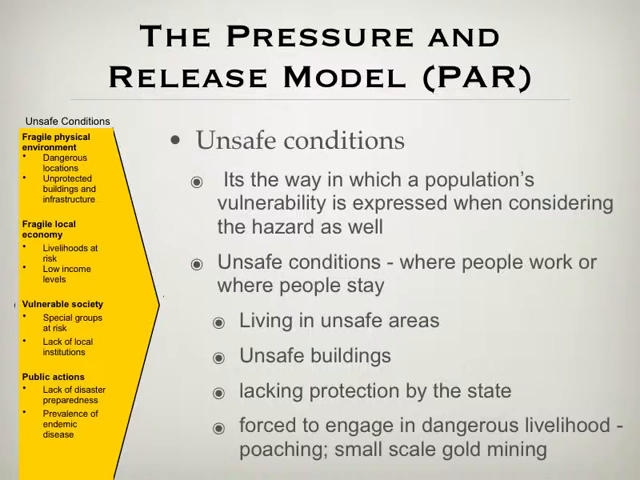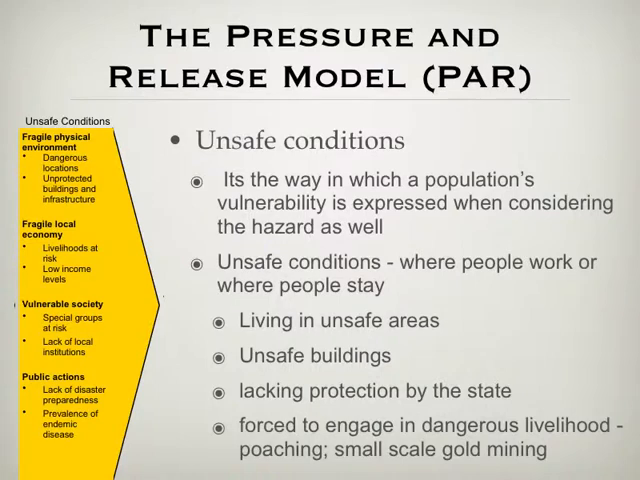So those can then be described as the unsafe conditions that people face because of certain aspects when we look at dynamic pressures and then root causes. So that can be related back. If we look at the diagram, examples of this could be a fragile physical environment, unsafe places where people stay, low-lying areas, or places prone to earthquakes.